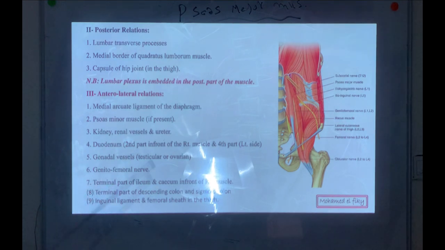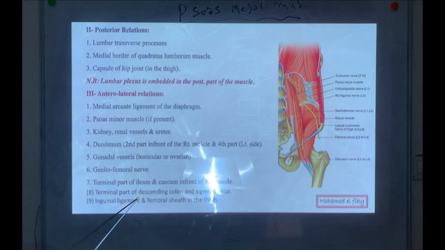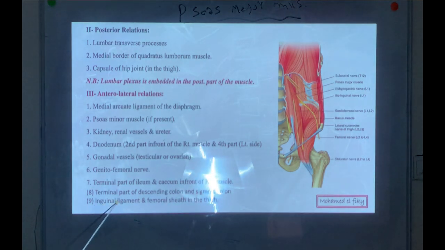Also related to structures in the abdomen: the terminal part of the ileum with the cecum in front on the right side, with the terminal part of the descending colon and the sigmoid colon on the left side, the inguinal ligament, and the femoral sheath of the thigh.